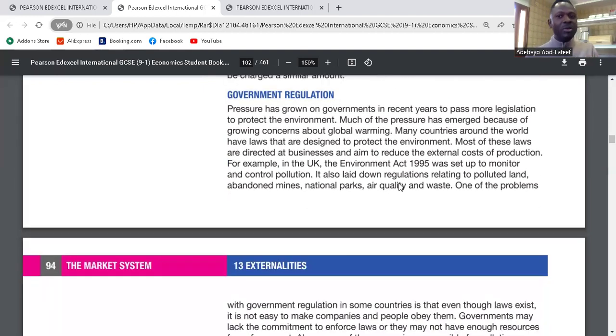Yes. Government regulations. These are rules, laws. So pressure has gone on government in recent years to pass more legislation to protect the environment. Much of the pressure has emerged because of growing concerns about global warming. Many countries around the world have laws that are designed to protect the environment. Most of these laws are directed at businesses and aim to reduce the external cost of production.